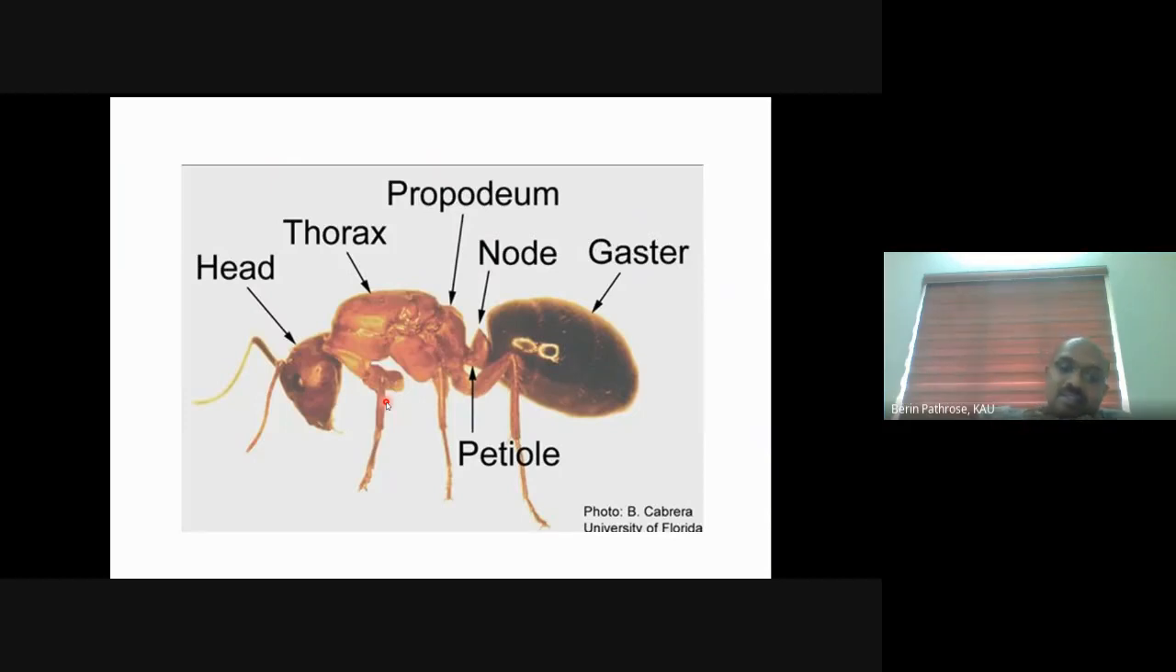So again, this is another picture. Head, thorax. This is the propodeum. This is the first abdominal segment and metathorax fused. And this is the narrow structure, the petiole. This node you can ignore. It is not usually seen in many insects, but it is seen in some insects, but it's not common. And the remaining segments are the gaster. This modification we see in Hymenoptera. Hymenopterans include bees, ants, wasps, etc.